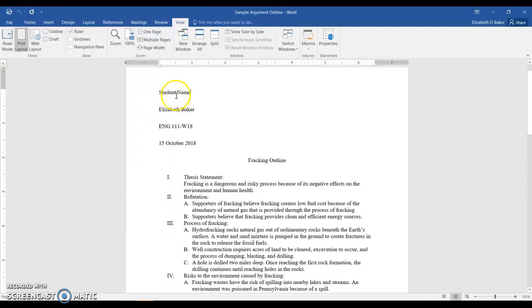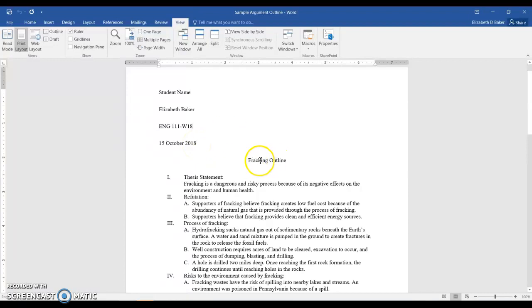So your name, my name, and then we would change your section here. So you would be either section I01, I02, or whatever your section number. And then this one was written in 2018, but you would change this to the due date. Always remember to put the due date of the assignment in the date, not the date that you wrote it.